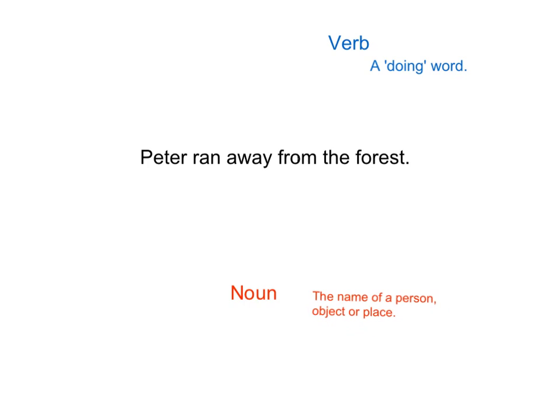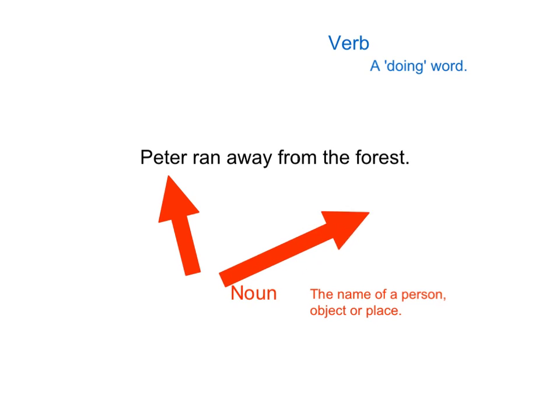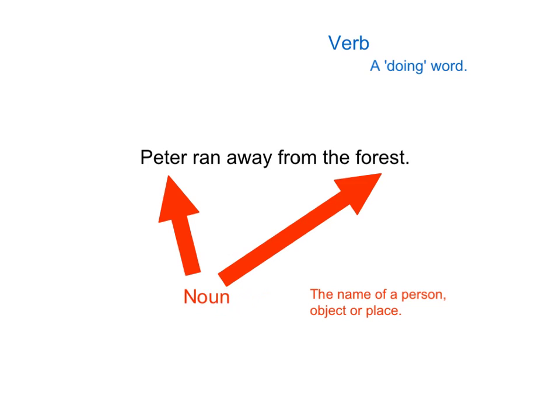A noun is the name of a person, an object, or a place. And the nouns in this sentence are here and here. Okay, so those are the nouns. We've got Peter is a noun and forest is a noun.